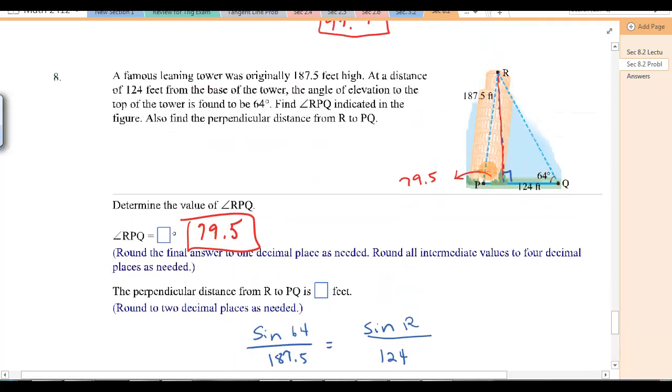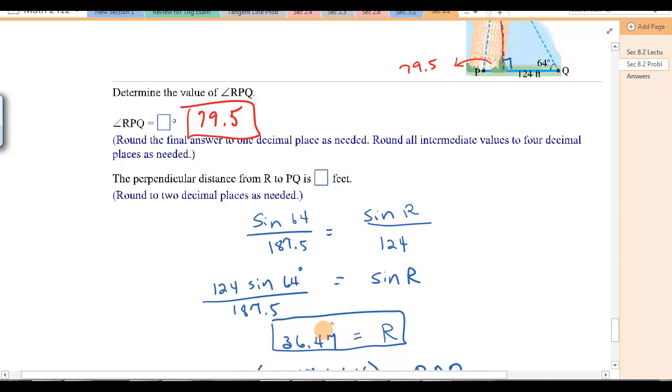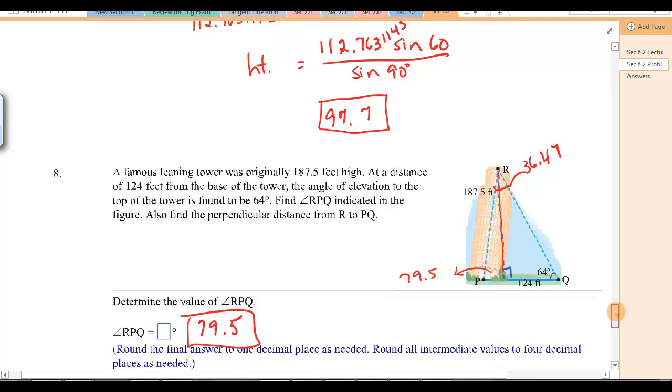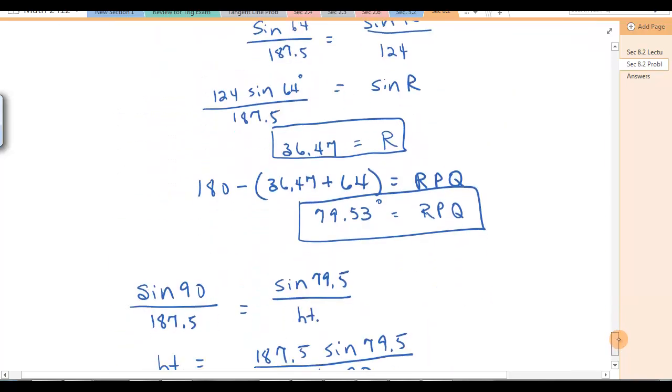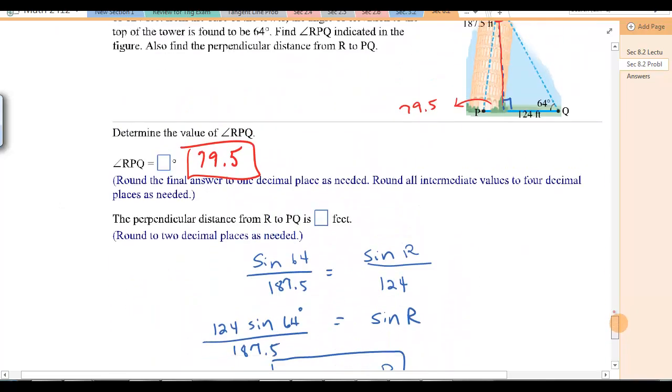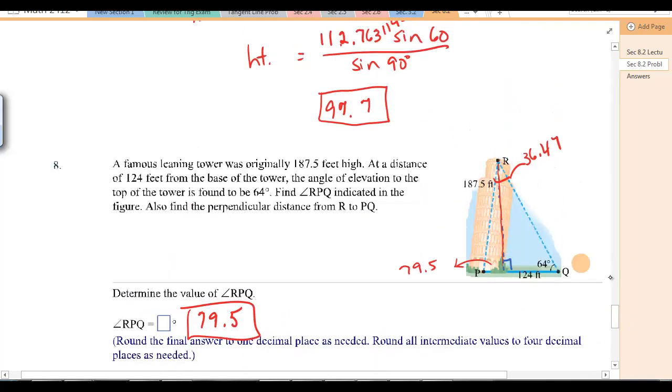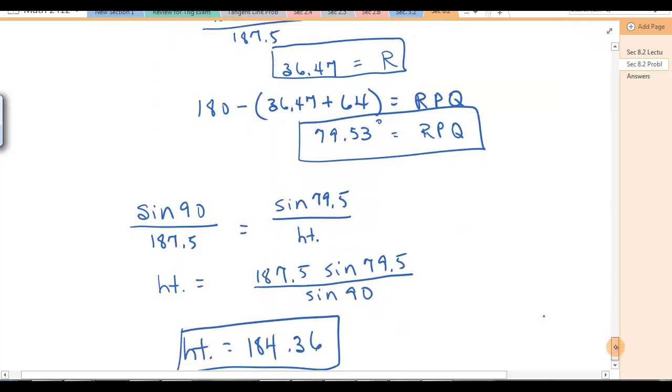So we're finding this one. Ultimately, we got R from our little equation here. This one was 36.47. You add those two together, subtract from 180, and you get the 79.5. And then we need to find this distance here. That's the next part of what we're doing.